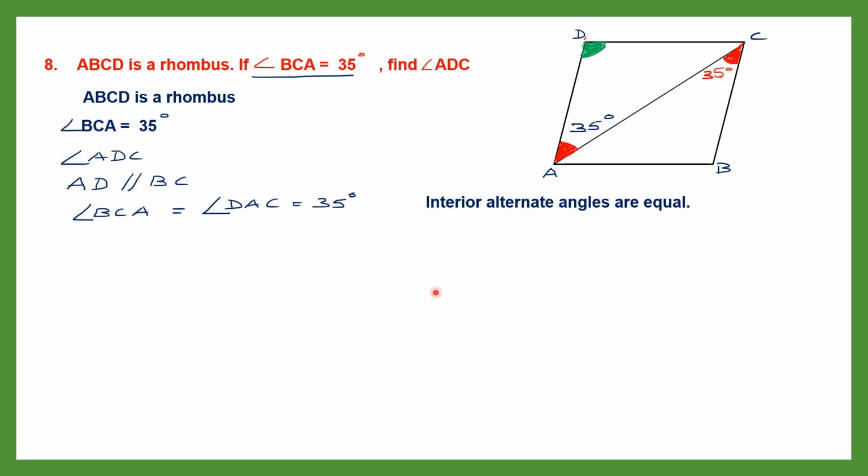Now to help us find the remaining angles here, we have to use this property also. Now look at the sides DA and DC. They are equal because all sides of a rhombus are equal.